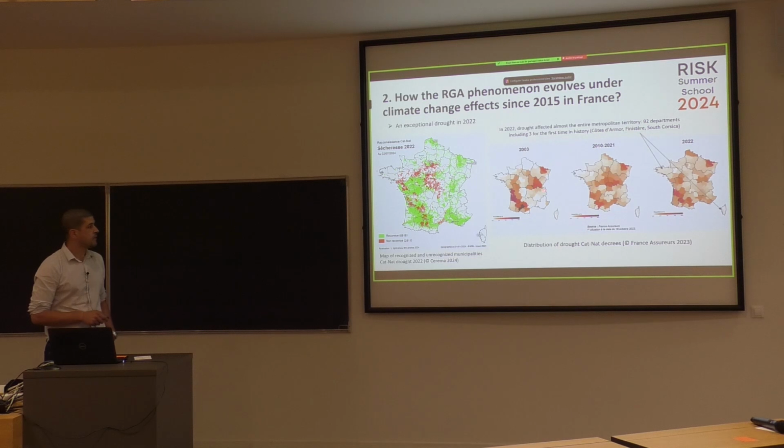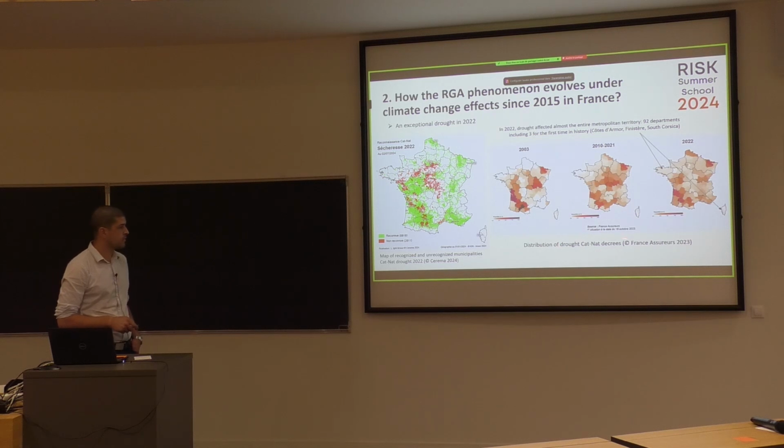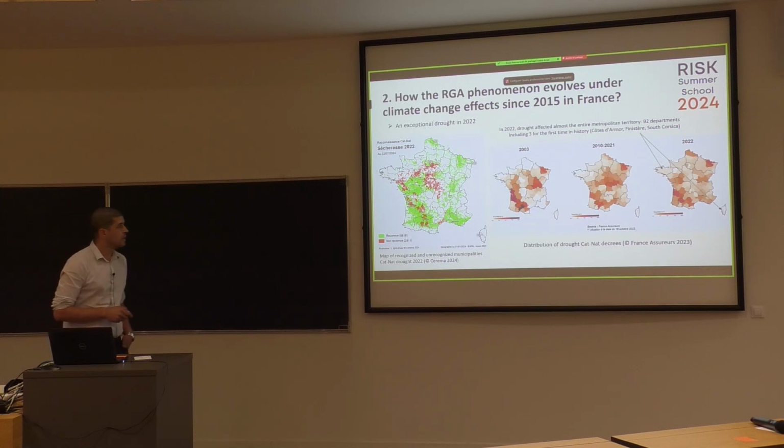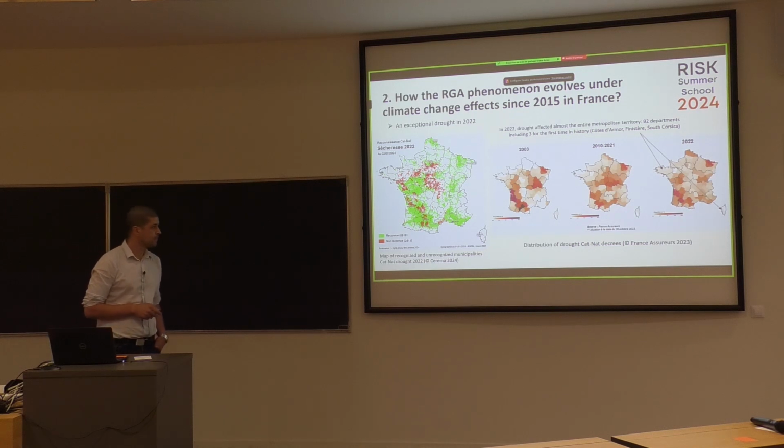1982. And here on the right side, you have a distribution of drought CatNat decrees in different periods, including the year 2022, the drought of 2022. During this, you can observe that the entire metropolitan territory is concerned, affected, with more than 92 departments, including 3 new departments for the first time in history, which are Côte d'Or, Finistère, and Corse du Sud, South Corsica.